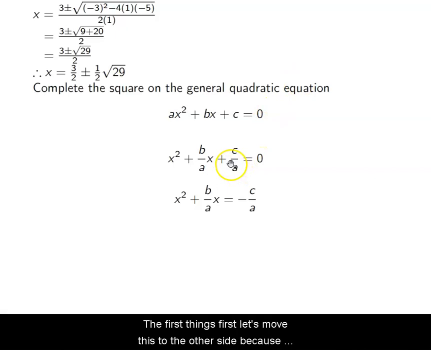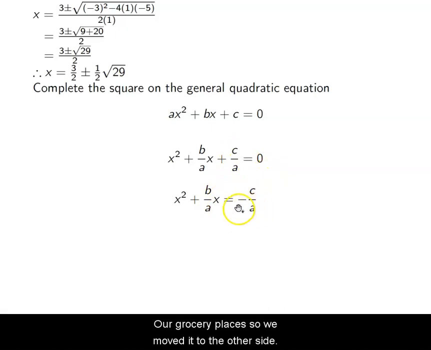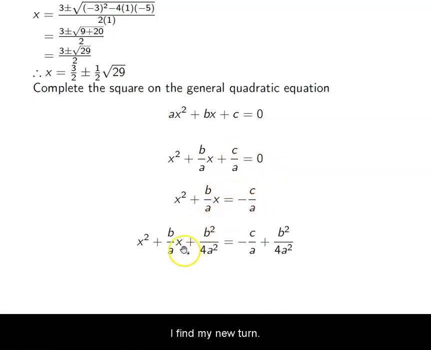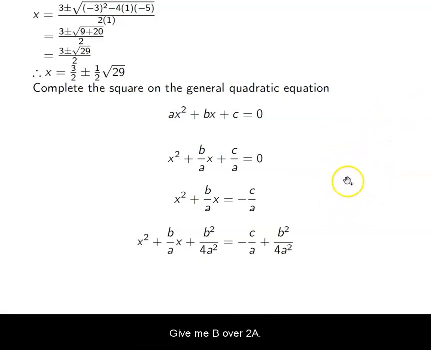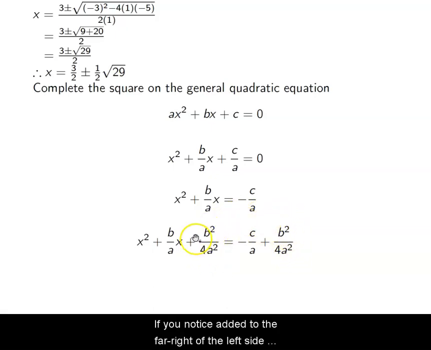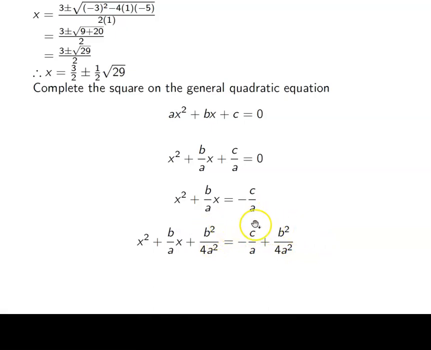There we go. So first things first, let's move this to the other side because we don't want it around. It doesn't help us out. It's actually detrimental to what we need to do. Our goal is to replace it. So we move this to the other side of the equation. It becomes negative. I find my new term, which is b squared over 4a squared, because remember, I had b over a over 2, and I'm going to end up squaring it. So b over a divided by 2 gives me b over 2a. b over 2a squared gives me b squared over 2 squared, which is 4, a squared is a squared. So I'm going to add that to both sides of the equal sign. If you notice, I added to the far right of the left side equation and to the far right of the right side equation, just so that I'm being extra equal.